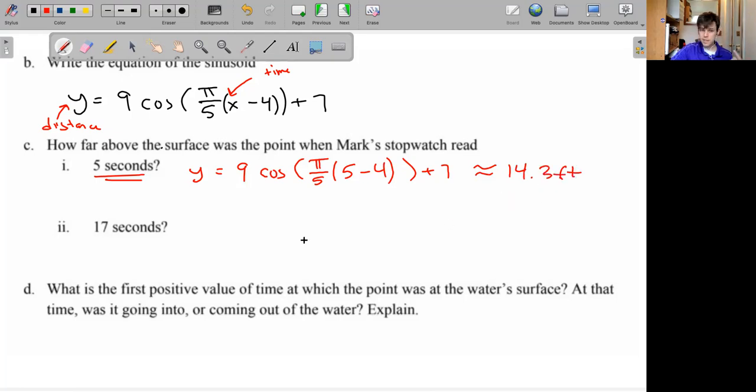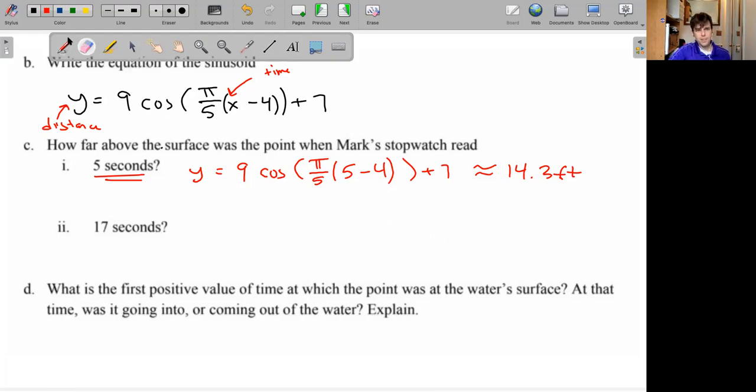Remember, this makes sense because we know that at 4 seconds, it was at its peak, and it would be coming down from there. And 5 seconds is pretty close to that. So it's dropping just a little bit below the peak here. So a little bit below 16. And yeah, that kind of makes sense.